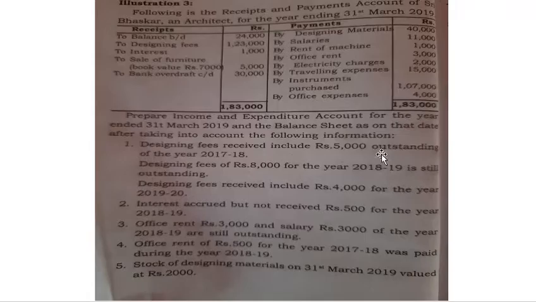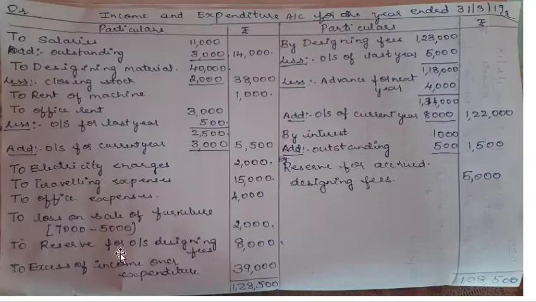Next you have to check the problem, office expense. See, the instrument is an asset. When there is an asset, we don't write it in the income and expenditure account, it goes to the balance sheet. Okay, next is office expenses. Is there any adjustment for office expenses? No, there is no adjustment for office expenses, so the same amount will continue here.